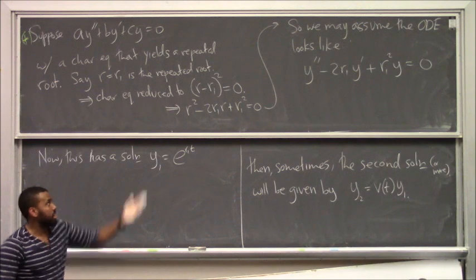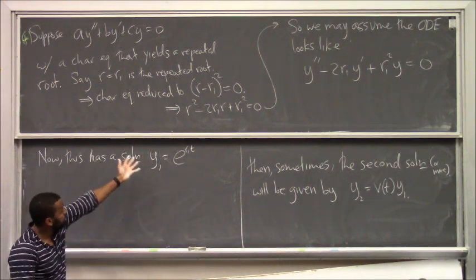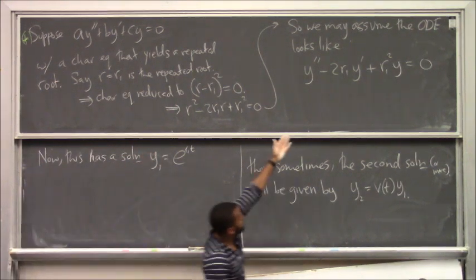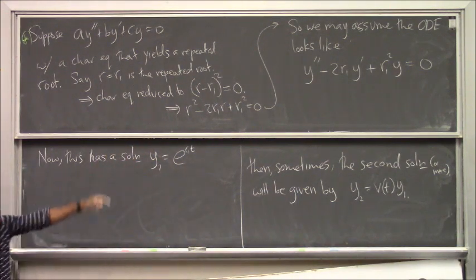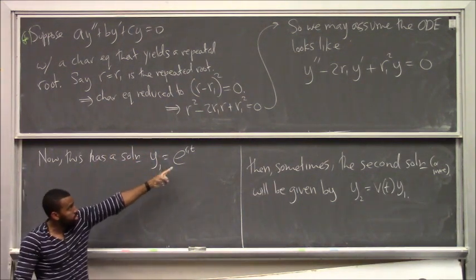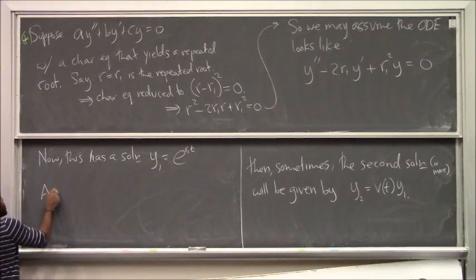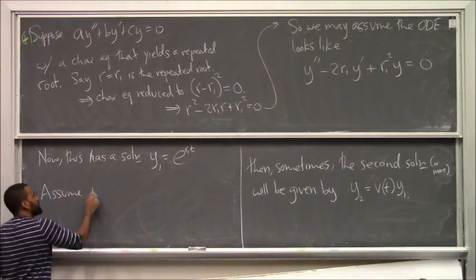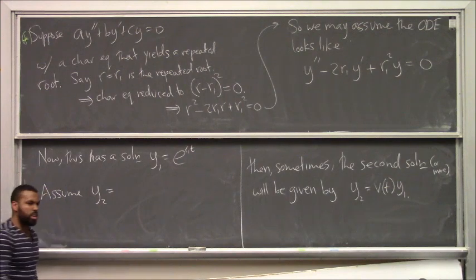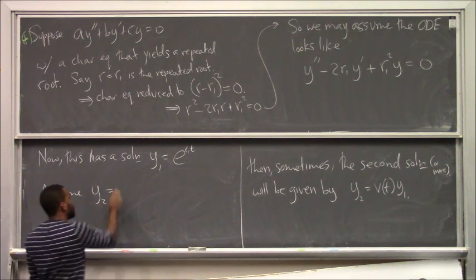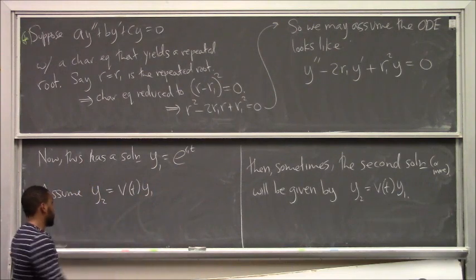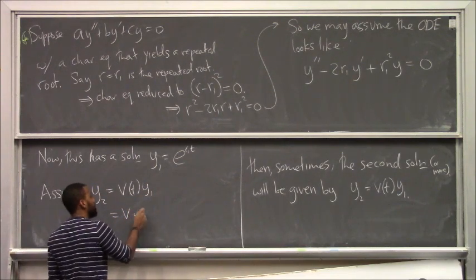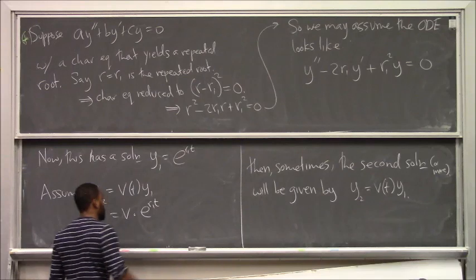That's, I forced it to have that solution, right? If I was given something in this form, it's going to reduce to this in the characteristic equation. It's going to give me one root, so I know y1 is this. So now what I'm going to do is do what I told you. Let's assume that the second solution is not very far off from the first one. It's going to be some function times the first one. In other words, it's going to be some function v times e to the r1 t.